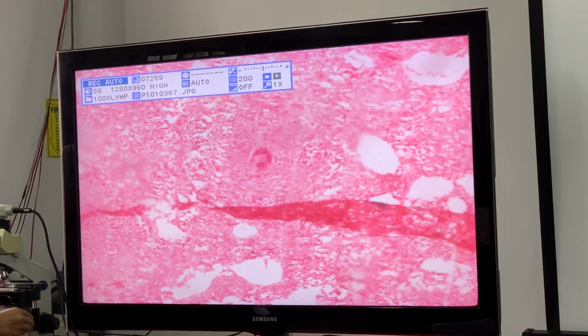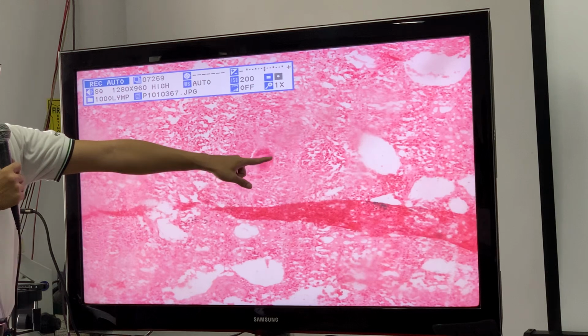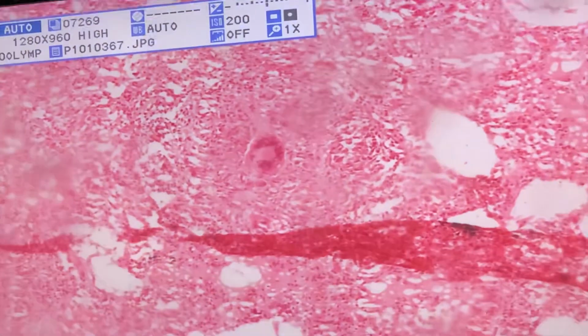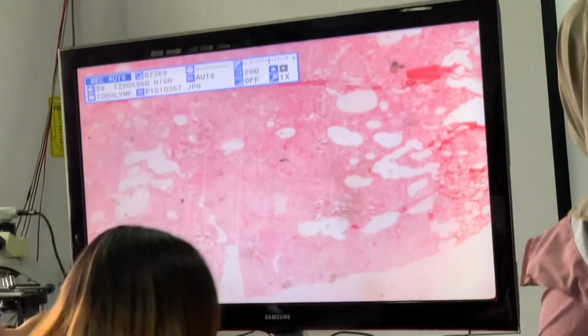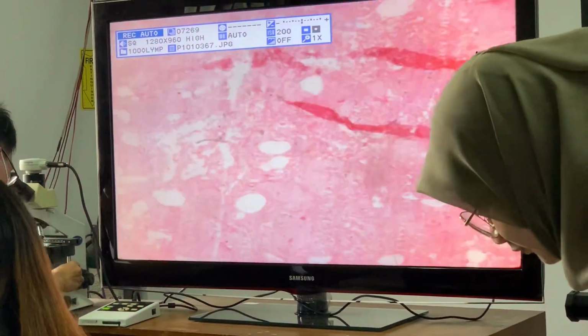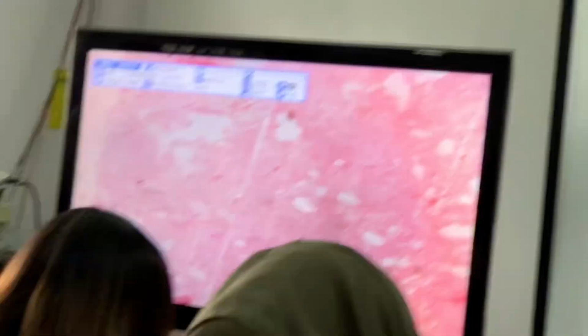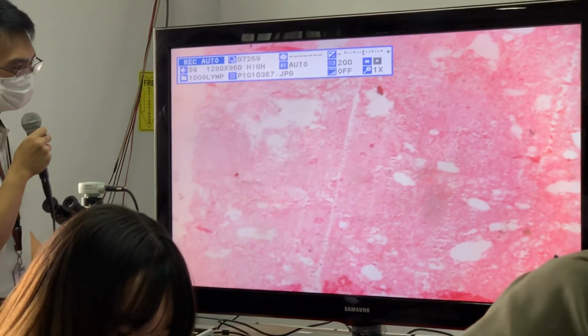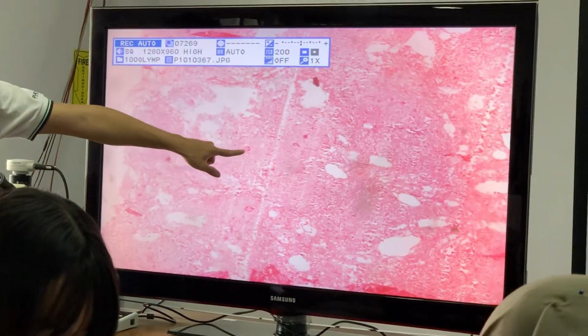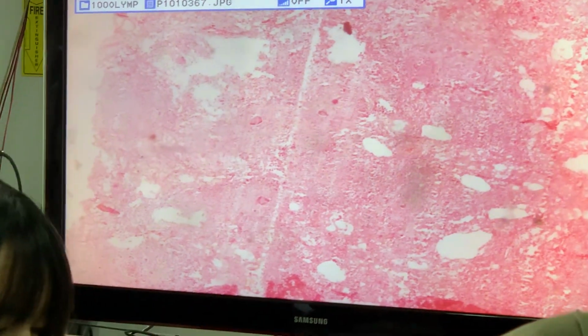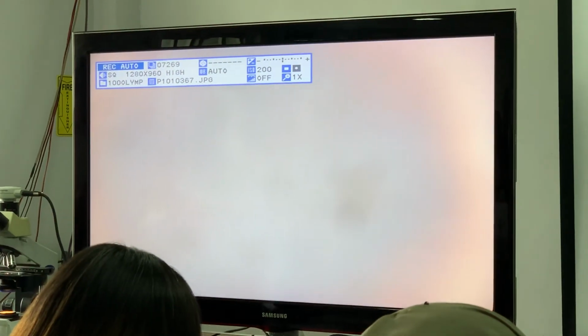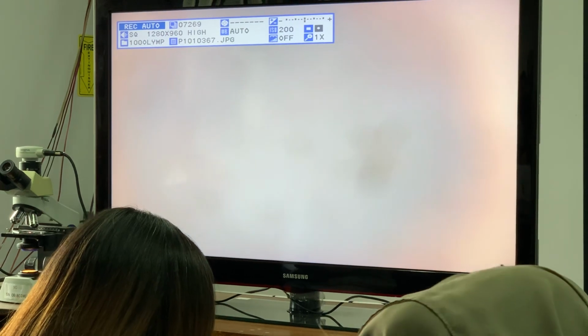What is this cell that has several nuclei in a C-shaped arrangement? Langhans giant cell. So this is also granulomatous inflammation. We see several Langhans giant cells. And another granuloma. Next, I will show you two slides.